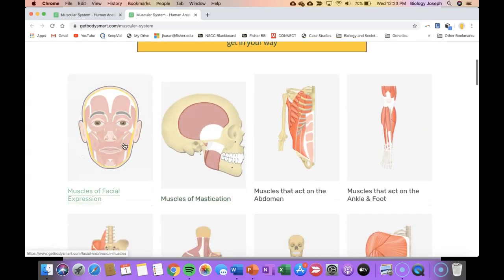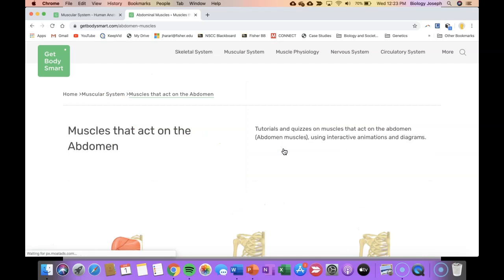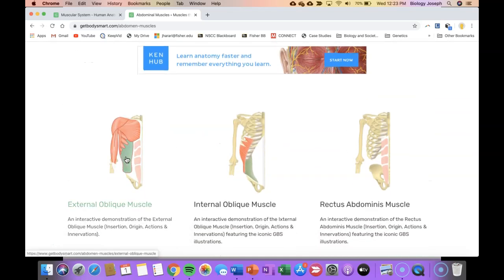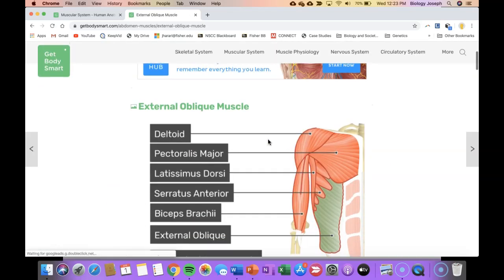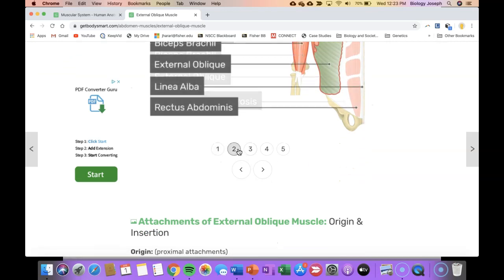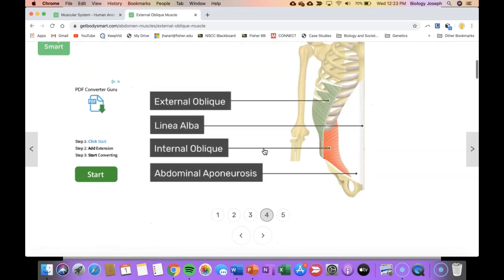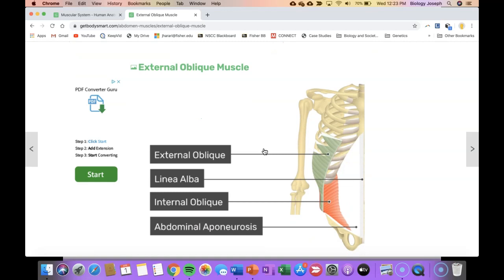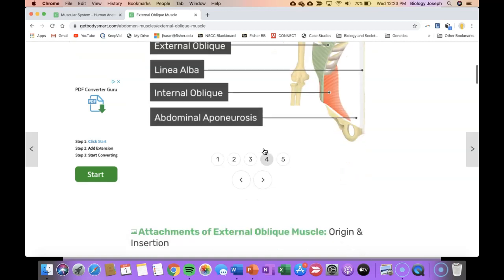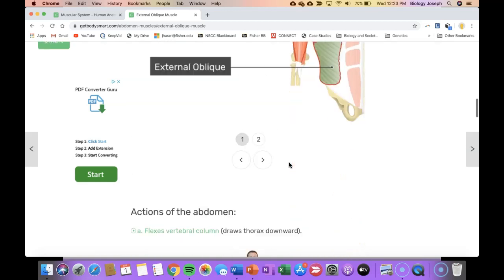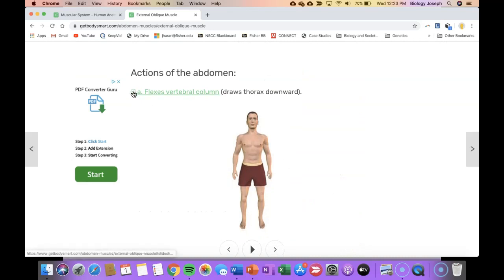For each group of muscles, you can click on it and then it will tell you all the different muscles. They'll show you where they're attached. Sometimes they'll even give you animations of the skeleton moving with the muscle. So again, for each type of muscle, it shows you the action. I really like this because sometimes it's hard to imagine what these actions really do.